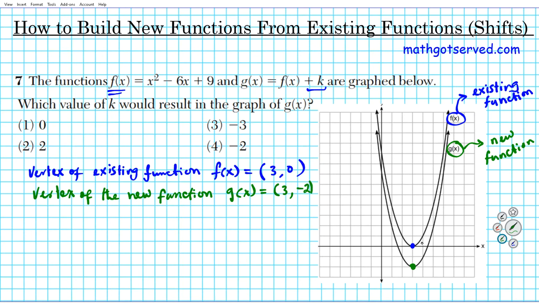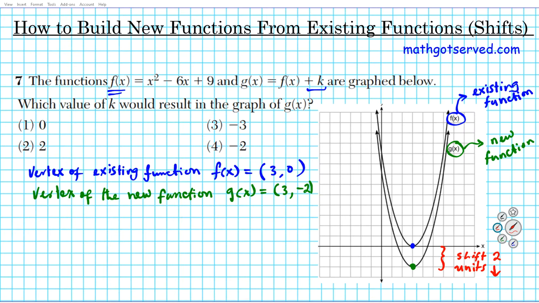So what happened from the existing function to generate the new function? There was a shift 2 units down. So if you shift f of x 2 units down, you get g of x. All right, so which of these values given here, option 1, 2, 3, will actually result in f of x becoming g of x? Is it 0, 2, negative 3, or negative 2?